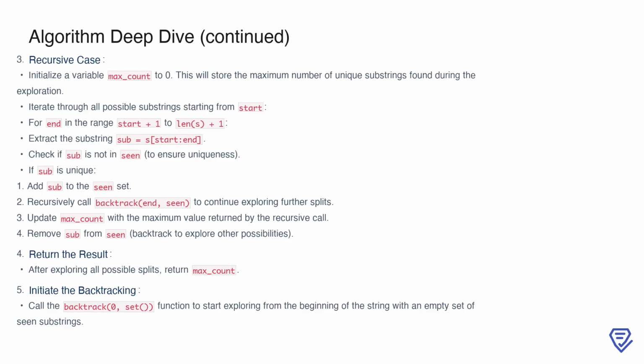After the recursive call, we update max_count with the maximum value between its current value and the result of the recursive call. Finally, to backtrack and try other possibilities, we remove sub from the seen set. Once all substrings have been explored, the function returns max_count. To initiate this process, we call backtrack with the starting index of 0 and an empty seen set.